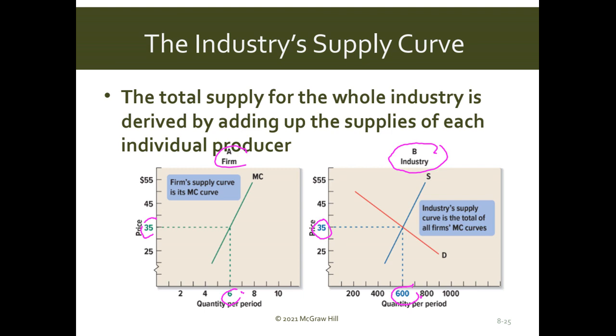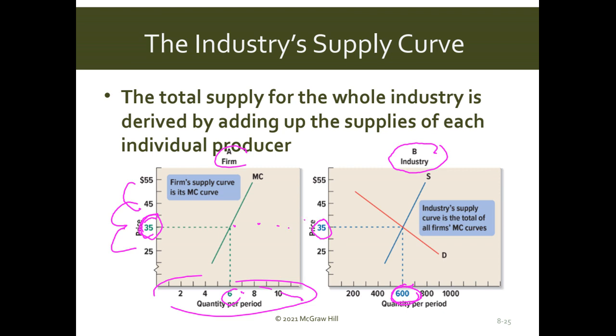Why did I keep saying horizontal addition of the supply curves? Because we are adding the variable on the horizontal axis. We are not adding prices. We are not saying 45 plus 35 plus 25. At each price, we add all the quantity supplied by each firm, and then we write it like here. And similarly, we have this supply curve.